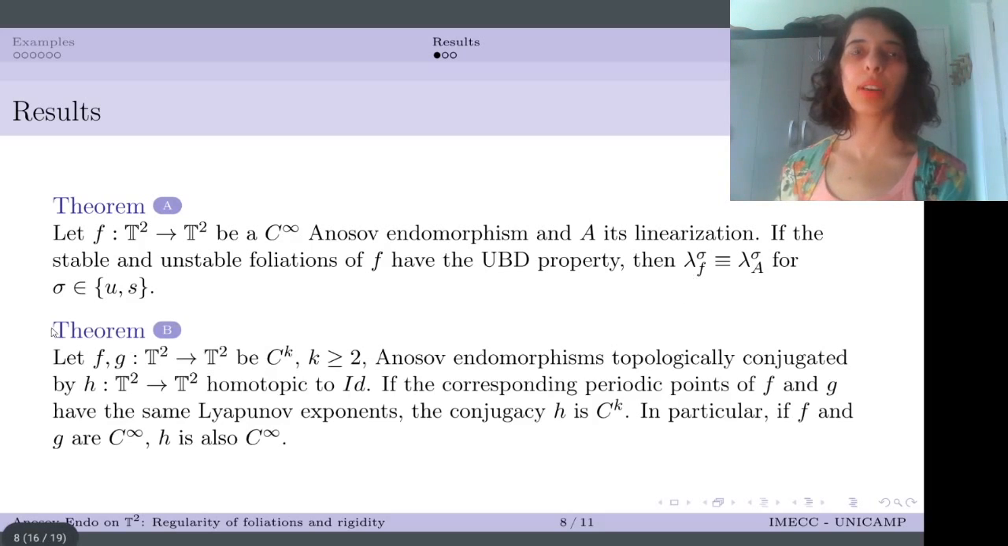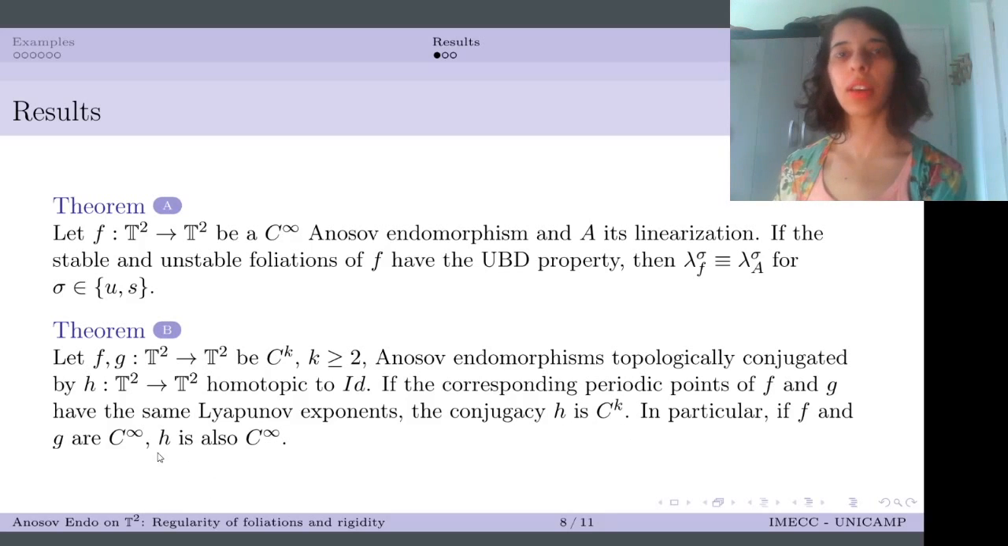Another result is a slight generalization of a result by Fernando Micena, in which we have the following. If F and G are C^k Anosov endomorphisms, and they are conjugated by a map homotopic to the identity, and if the corresponding periodic points of F and G have the same Lyapunov exponents, then this conjugacy is as regular as the maps. And if they are C^infinity, this conjugacy is C^infinity.